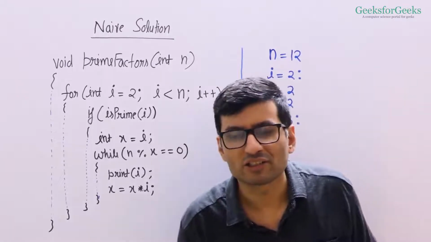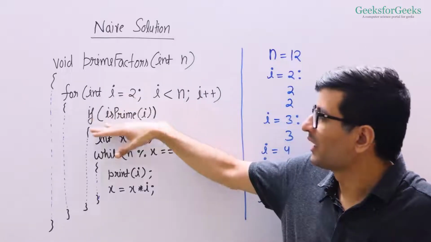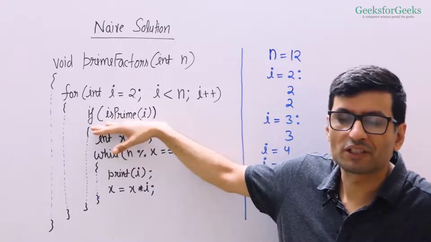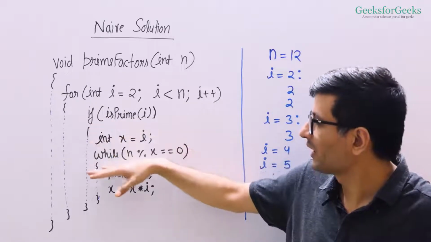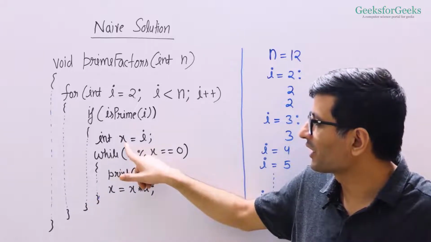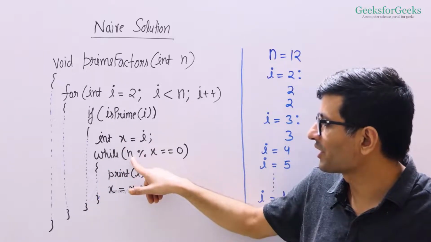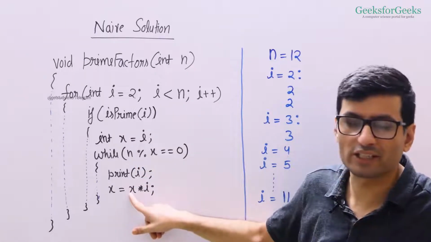Let us now analyze the time complexity of this solution. We have a loop which is running theta n times, and then we are calling the isPrime function. This function is also upper bounded by n, right? So it's going to take big O of n time. And then we are running one more loop inside it. And inside this loop, we are starting with a number x equal to i, and then we are checking if n is divisible by x, and then we are incrementing x with x into i.